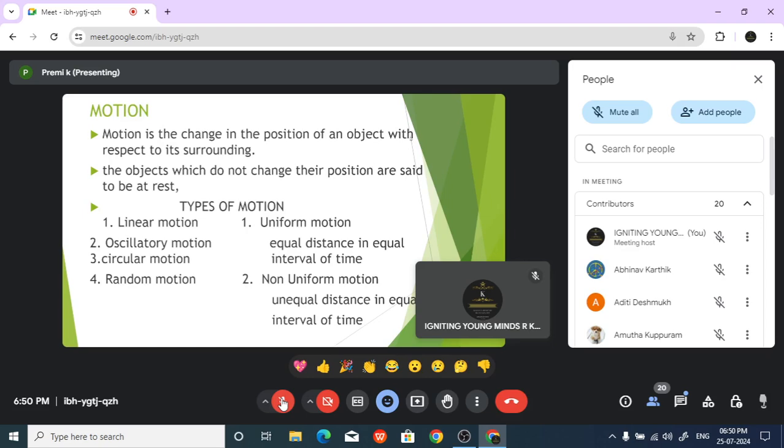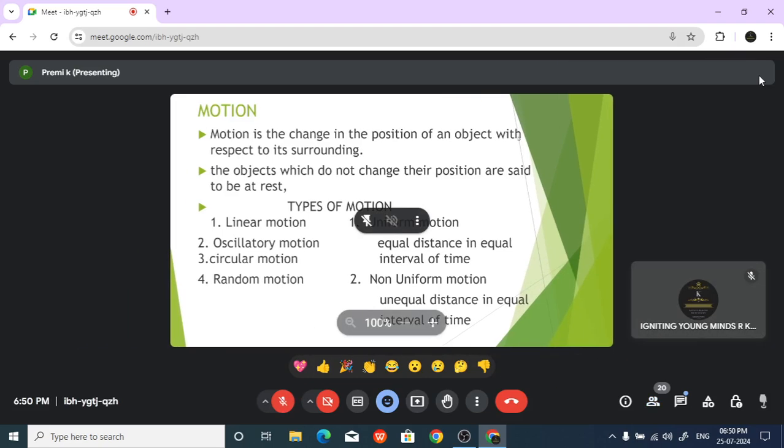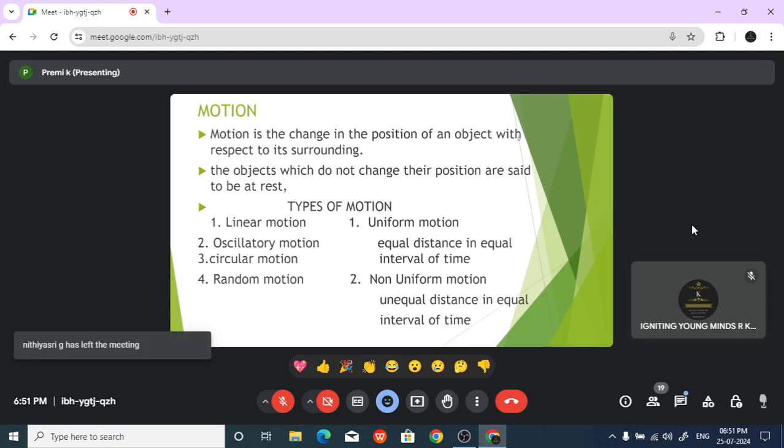Then motions are of two other types also. They are uniform motion and non-uniform motion. Uniform motion is when an object covers equal distance in equal intervals of time. For example, if someone moves a distance of 10 kilometers, the first 1 kilometer takes 15 minutes, the next 1 kilometer also 15 minutes, and for each successive kilometer up to 10 kilometers, if it is also 15 minutes, then this motion is known as uniform motion.